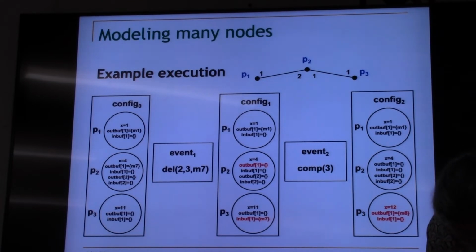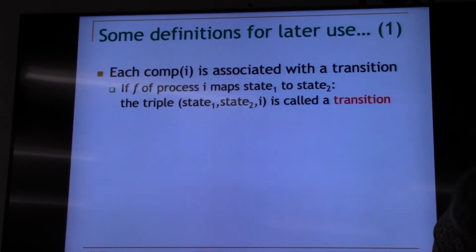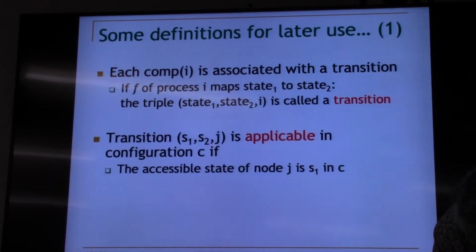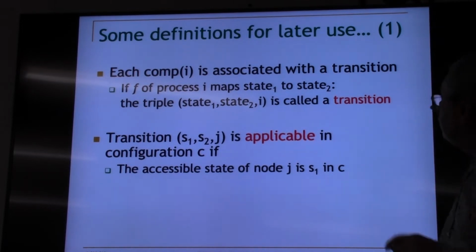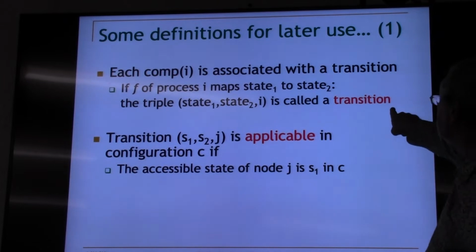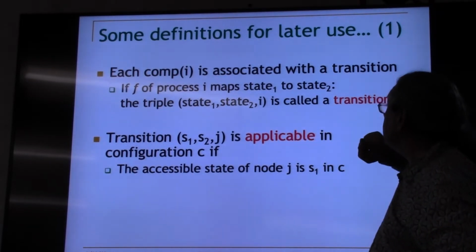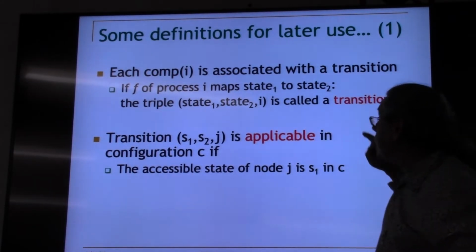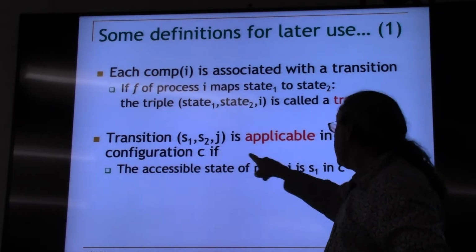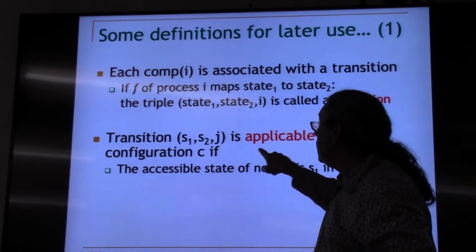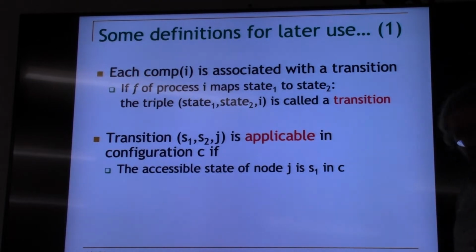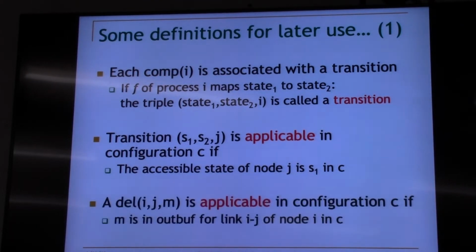Okay? So that's it. Basically, there's some terminology inside execution. If you focus on a single process, then you have a transition for that process, and you can say a transition is applicable if it actually is part of an execution. Okay?